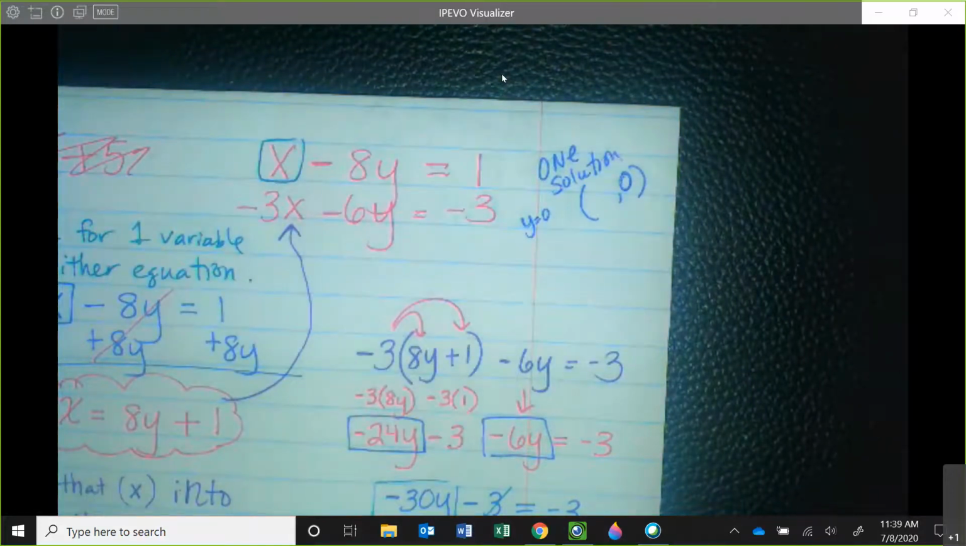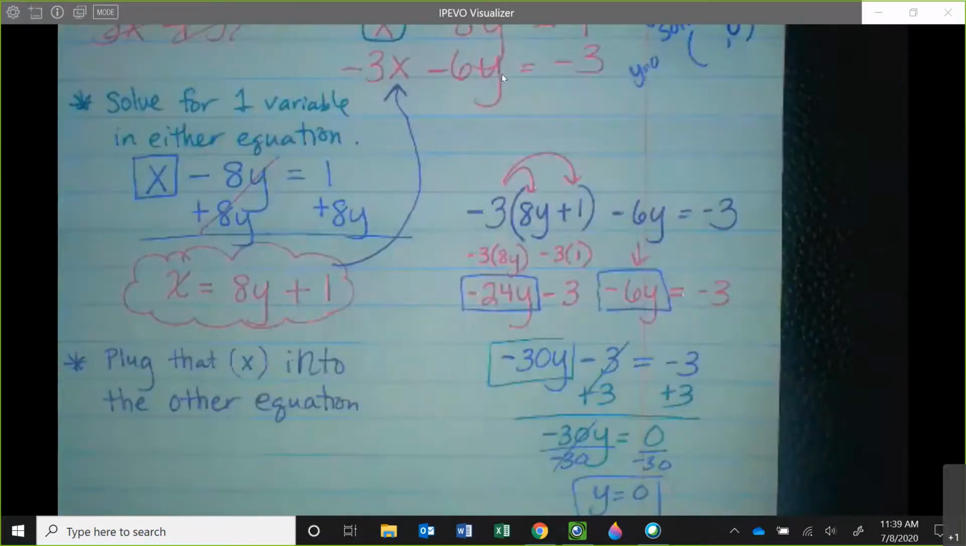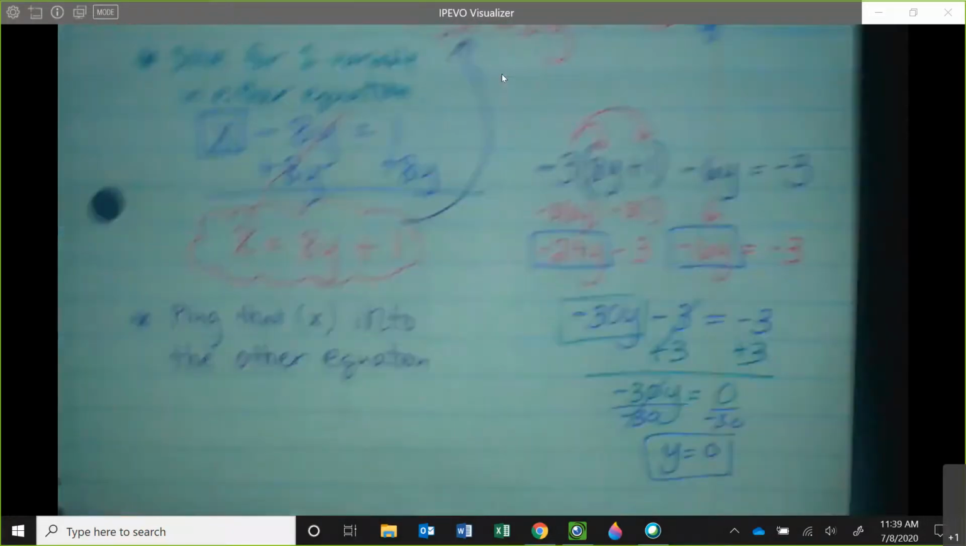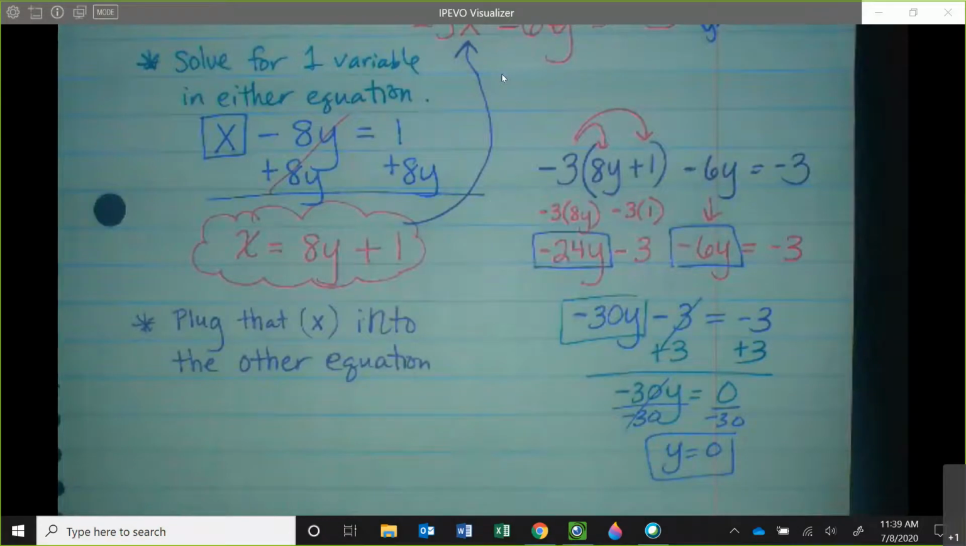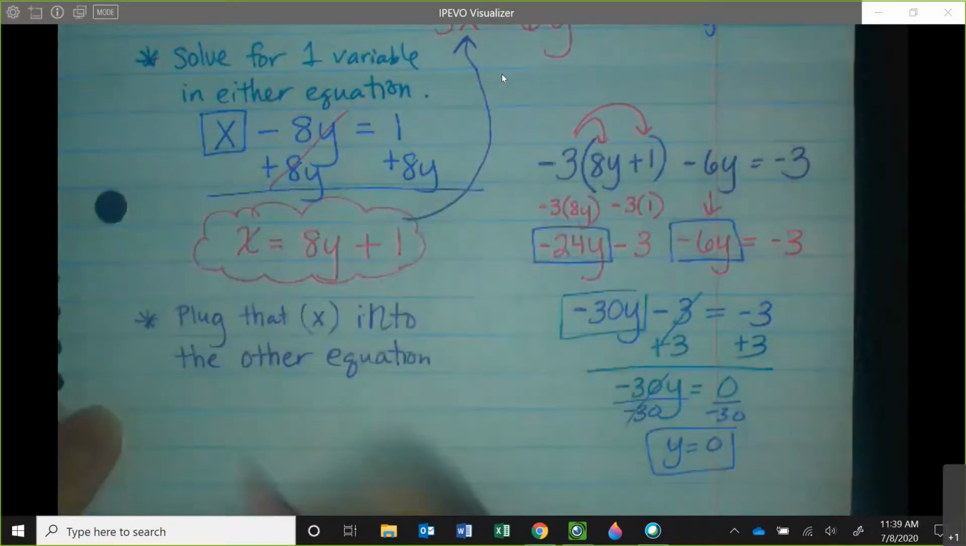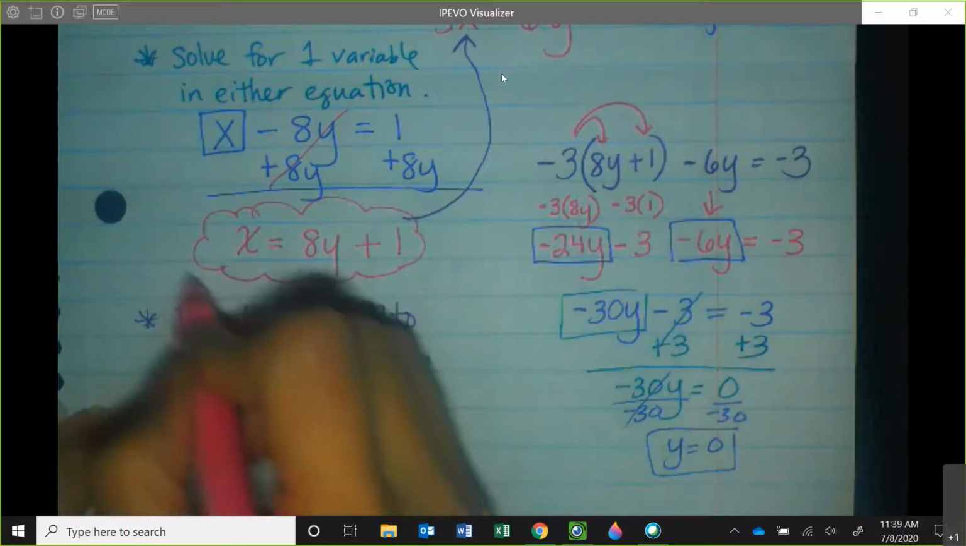Okay, but I'm not done. I need my x. And I know you're like, oh my goodness, this is a long process. Unfortunately, it is that. It's a long process to solve. That's why we're going to take many days to practice this. Okay, so now you can use this equation to find your x.